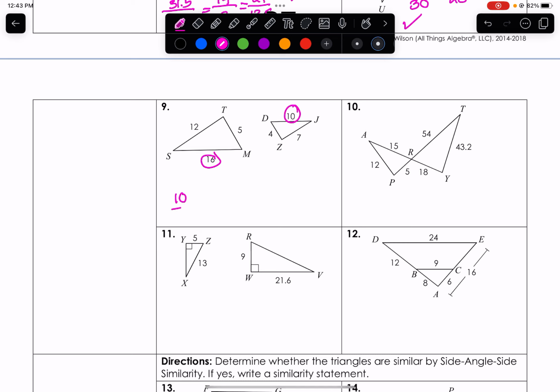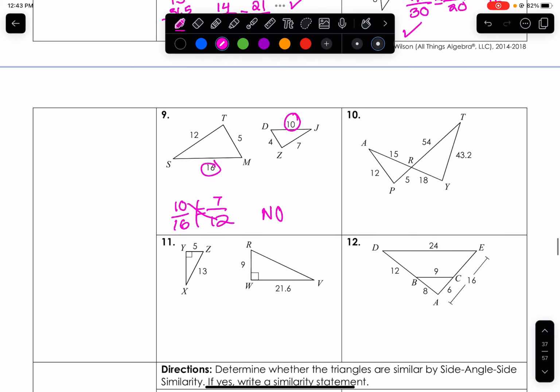So 10 over 16 would have to be the same as 7 over 12. So right away, these are not the same. So if two are not the same, then you can already say that no, they're not similar. Looking ahead for number 11, you're not given information about the last side, and if we're trying to say they can prove it by side, you can't unless you have information about all three sides.